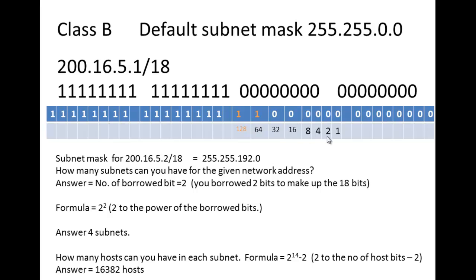So if you do what we said, you double from the right, going to the left. So it's 1, 2, 4, 8, 16, 32, 64, 128. And then you count the value of the 1s. You would get 128 plus 64, which would give you 192. So that your subnet mask for this address is 255.255.192.